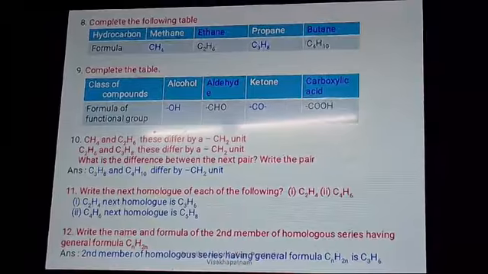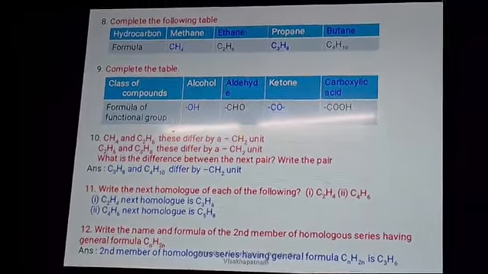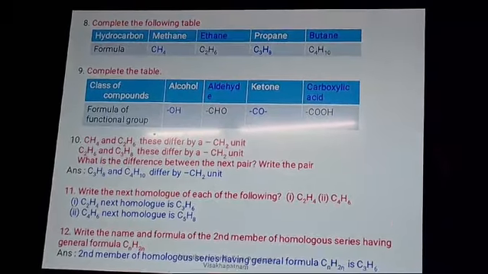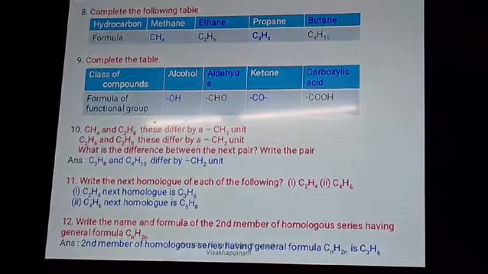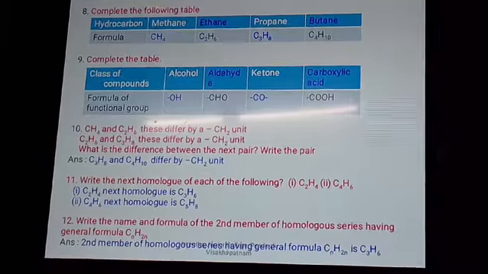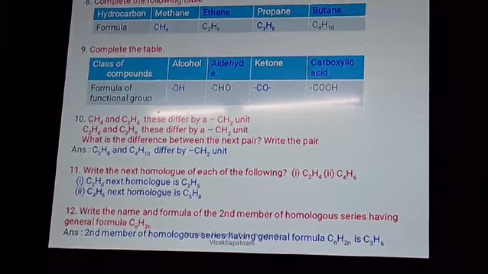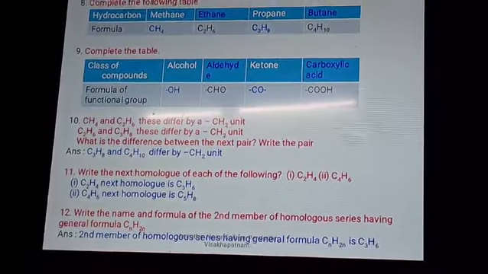The next question: CH4 and C2H6 differ by a CH2 unit. C2H6 and C3H8 differ by a CH2 unit. What is the difference between the next pair, and write the pair. The difference, CH2, is nothing but a homologous series. In the alkanes, this is a homologous series. The next pair is C3H8 and C4H10. These also differ by a CH2 unit.